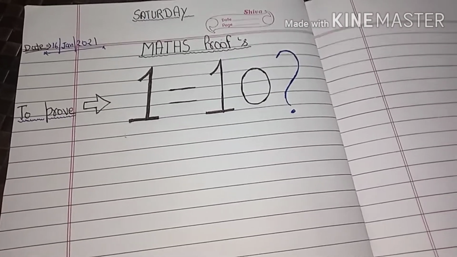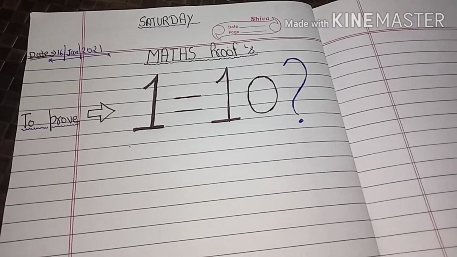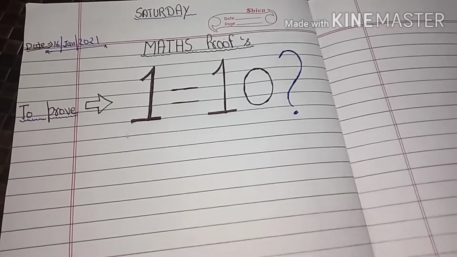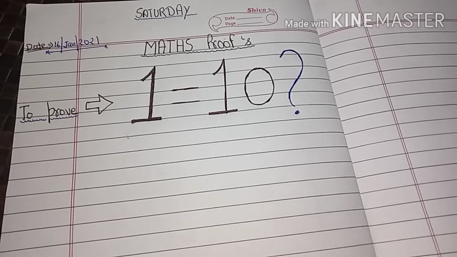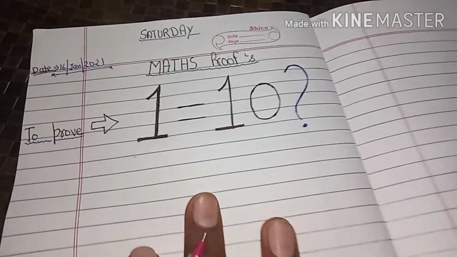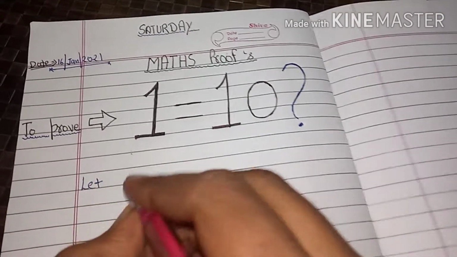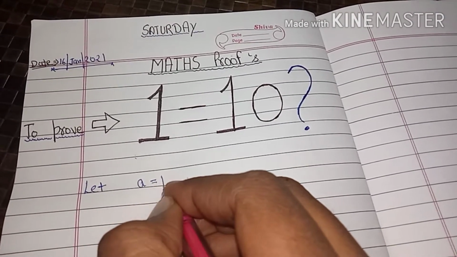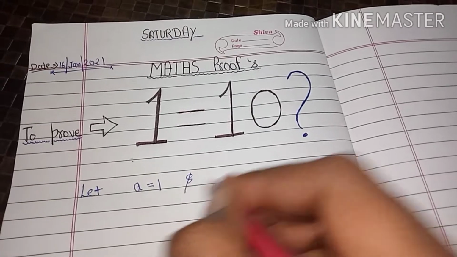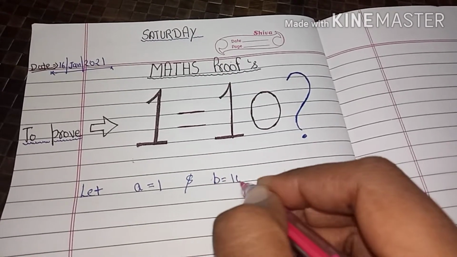So, hello to all. Today we are going to prove 1 is equal to 10. So, to prove 1 is equal to 10, we let A is equal to 1 and B is equal to 10.